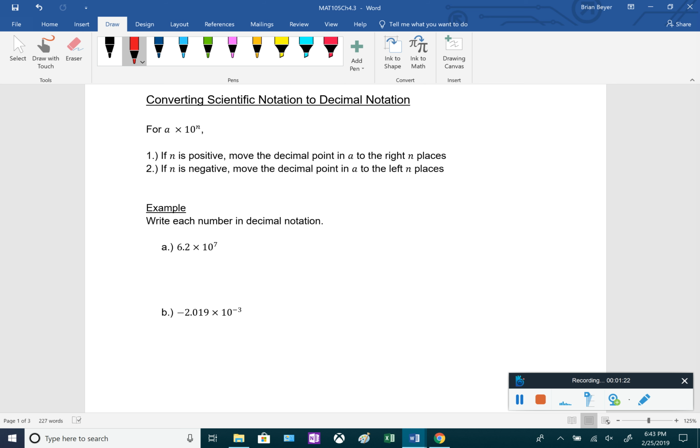Decimal notation is just our normal expanded out number. When we're starting in scientific notation, it's going to be a times 10 to a number. If the n is positive, so if the exponent's positive, we're going to move the decimal point to the right n number of places. If the n is negative, we're going to move the decimal point to the left n number of places.